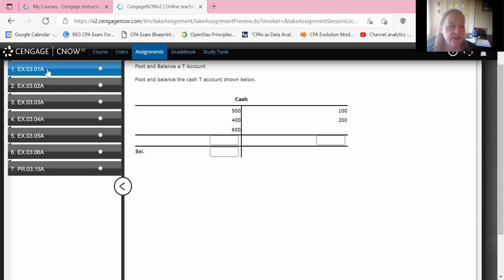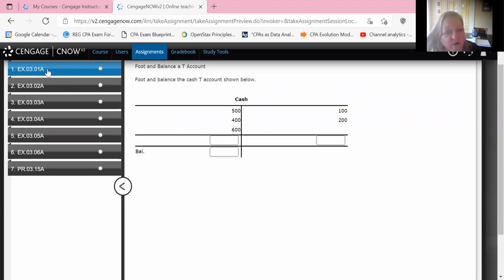Okay, so this says post and balance the T accounts. And they've got some entries in the T account already. This is a cash account. It's got 3 debit entries. It's got 2 credit entries. So this is just helping us learn how to tally up the ending balance on the account.